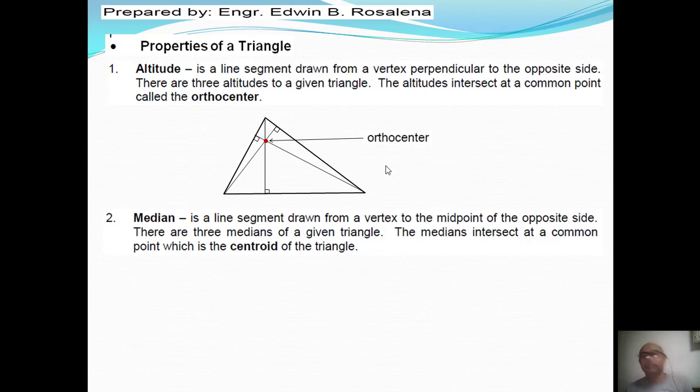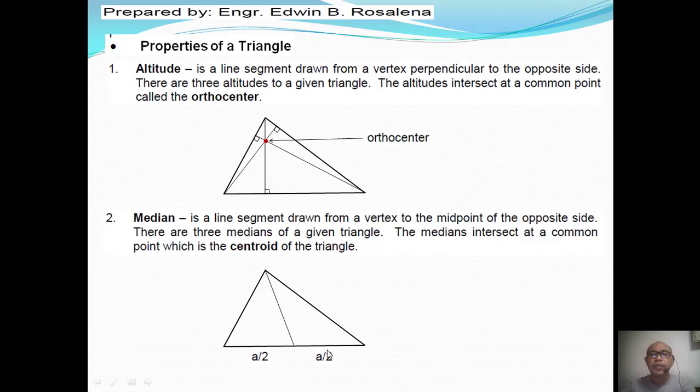Number two, we have median. A median is a line segment drawn from a vertex to the midpoint of the opposite side. If we have here a triangle, we can draw a line segment from the vertex to the midpoint of the opposite side. If I call this side A, then this measures A over 2, A over 2.